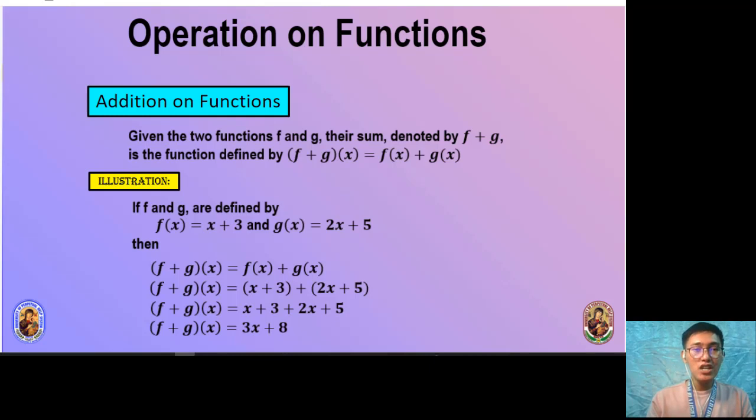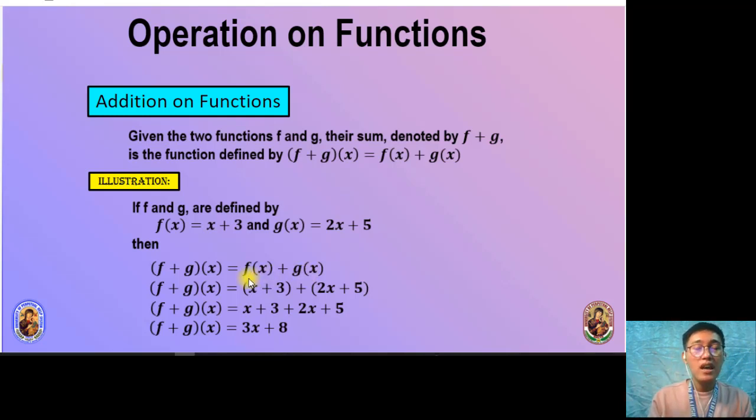Okay. If f and g are defined by f of x is equal to x plus 3 and g of x is equal to 2x plus 5, then, so this is the explanation. Let's go back again to the formula. It's f of x plus g of x. So we will just add the quantities in f of x and also the quantities in g of x. Then f plus g of x equals f of x plus g of x. Here, the basic knowledge you must have is how to substitute the expressions in f of x and in g of x.